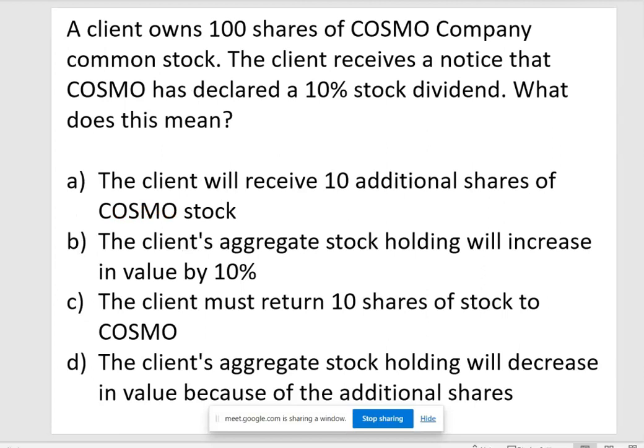A client owns 100 shares of Cosmo Company common stock. The client receives a notice that Cosmo has declared a 10% stock dividend. What does this mean? A, the client will receive 10 additional shares of Cosmo stock. B, the client's aggregate stock holdings will increase in value by 10%. C, the client must return 10 shares of stock to Cosmo. Or D, the client's aggregate stock holdings will decrease in value because of the additional shares.